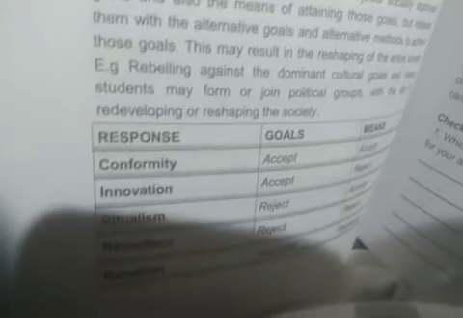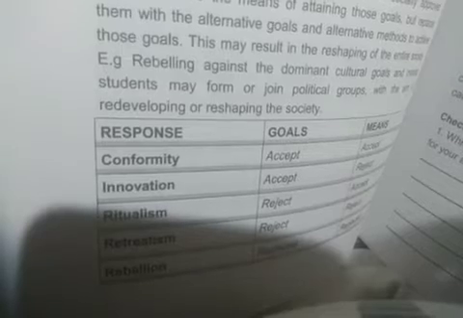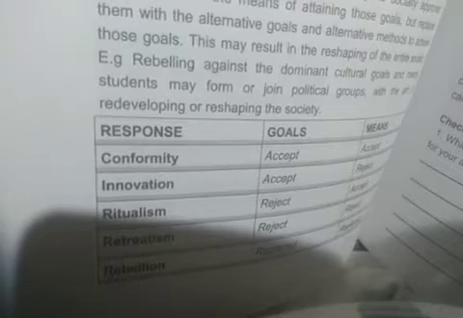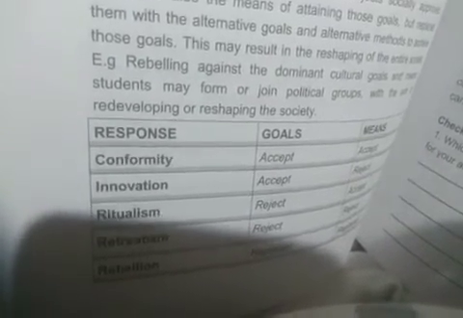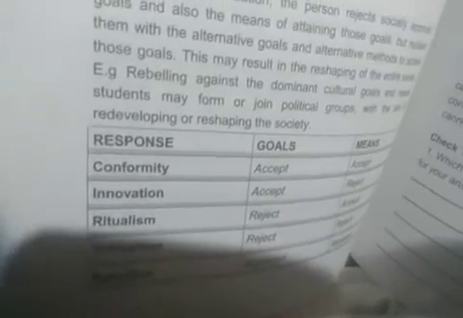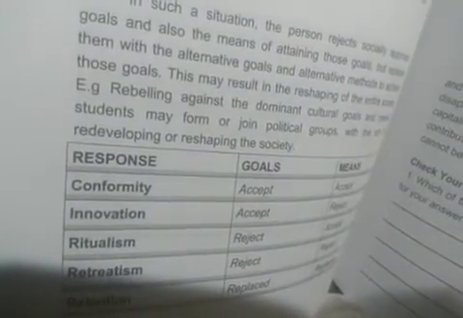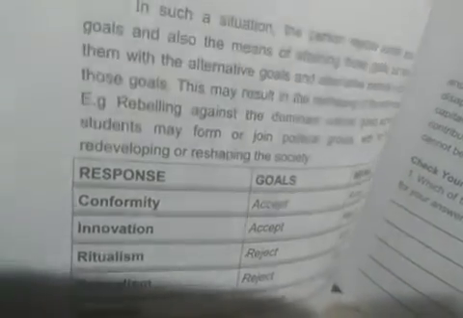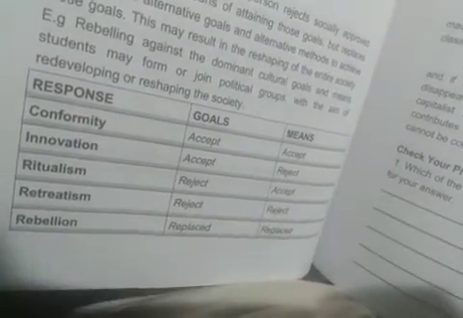5. Rebellion. In such a situation, the person rejects socially approved goals and also the means of attaining those goals, but replaces them with alternative goals and alternative methods to achieve those goals. This may result in the reshaping of the entire society. Example: rebelling against the dominant cultural goals and means. Students may form or join political groups with the aim of redeveloping or reshaping the society.